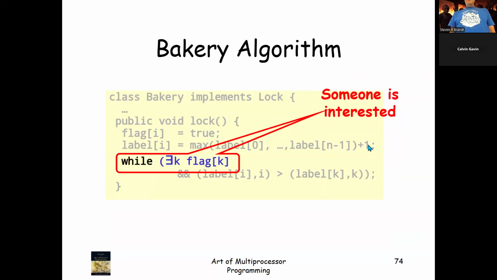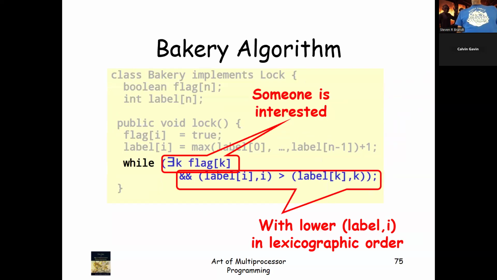And then while there exists somebody that has their flag raised, and while there is a label with a lower order than me, with a higher priority than me, I wait. And in this case, I break ties in the labeling order with my thread ID number, just to prevent things from getting stuck. So in some sense, this gives a little priority boost to the lower number threads because of that.